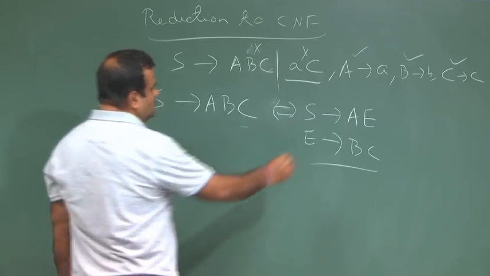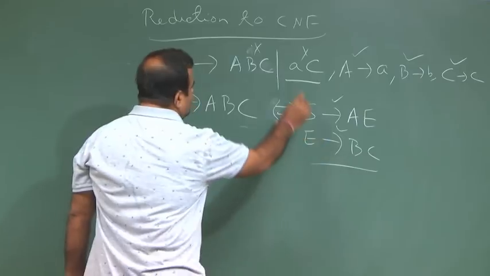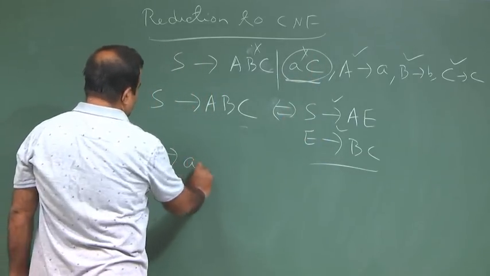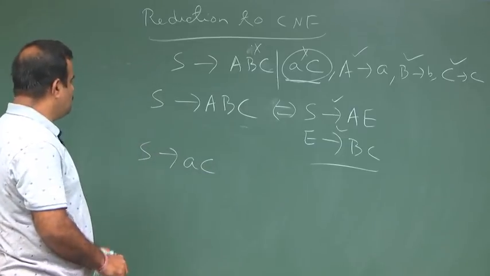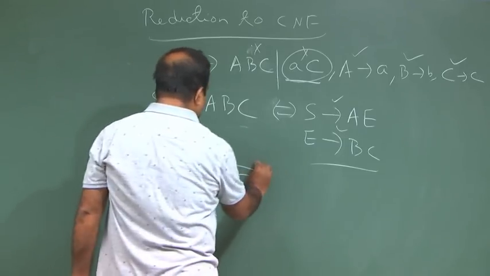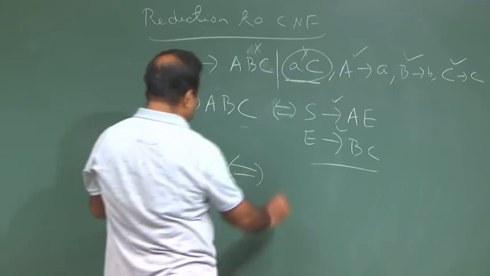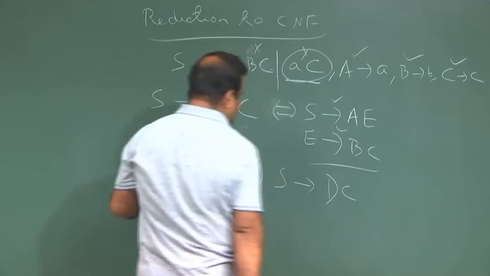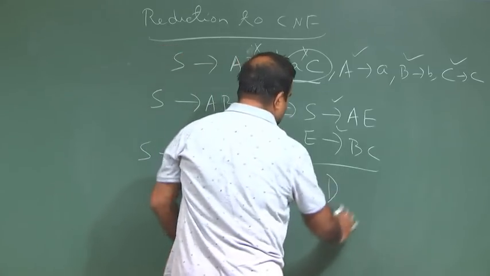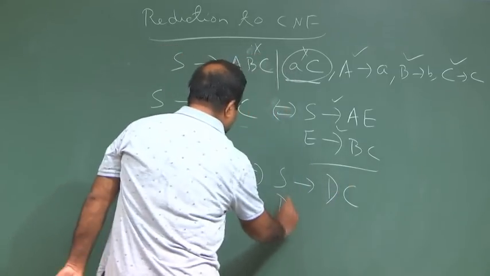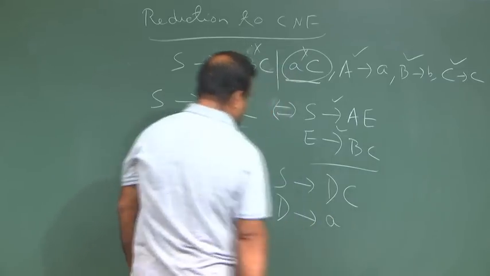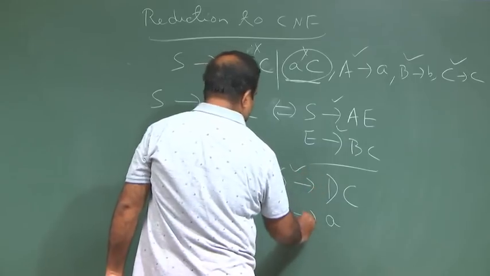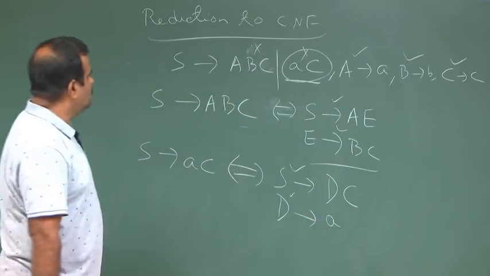And this is okay. Now, this is CNF form. Also for this one, S is going to AC. What we can do is take help of some other variable D. So, S is going to DC, capital C, and D is going to A. So, this is the way we can do it. Both are in CNF.